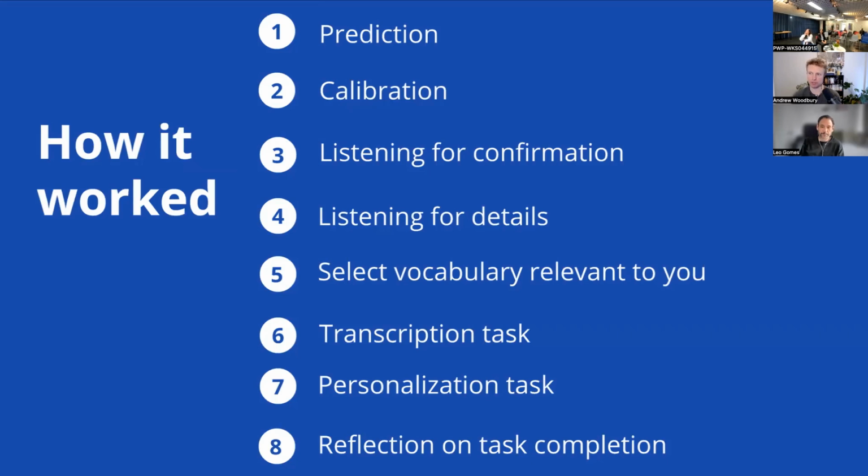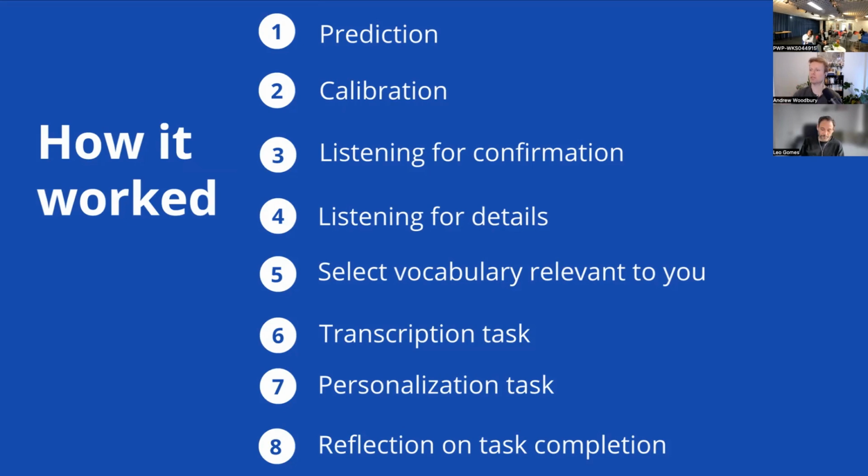So prediction first. Based on the title and the image, create some prediction questions to see what you think you will hear. A calibration task to adjust to the speaker's voice, potential accent, speed, etc. A third task to listen for confirmation. So we're confirming if your predictions were correct. If so, how many? Then a task on listening for some of the details on those confirmations.